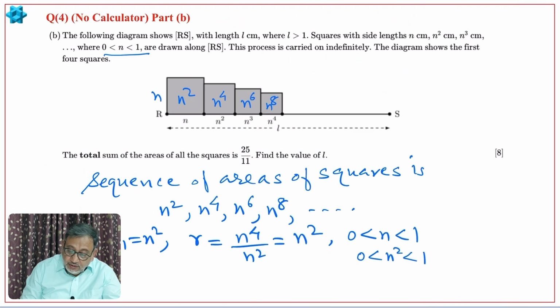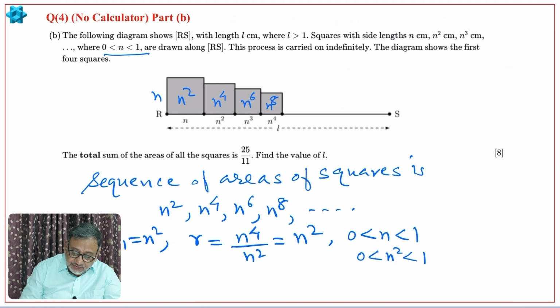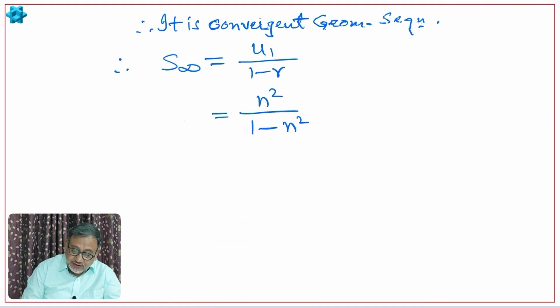okay? Now what they said, the sum of the squares, sorry, L is not that, the sum of the squares is 25 by 11. By mistake I wrote L, of course it is not L. L is the length of the line segment, okay? But this is the sum of the squares, okay? So sum of the squares is already given, 25 by 11.